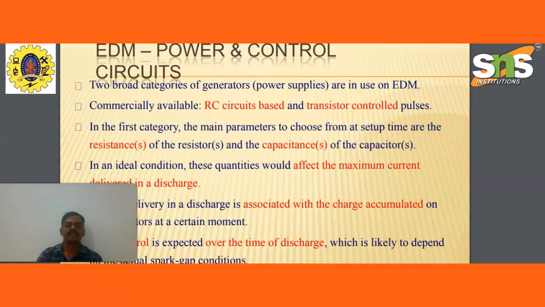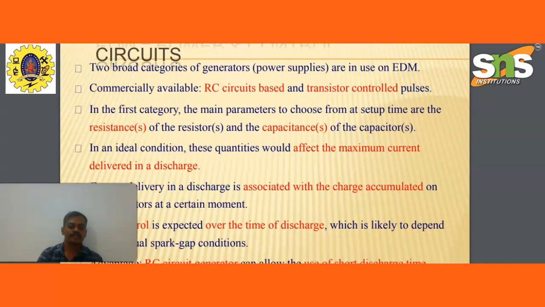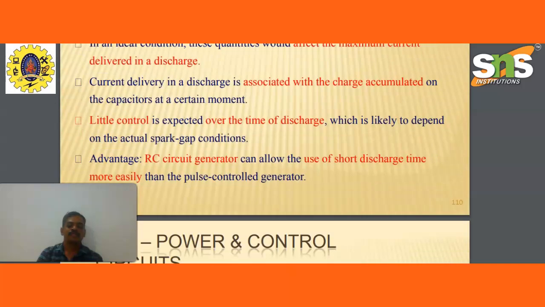In ideal conditions, this quantity would affect the maximum current delivered in a discharge. Current delivery in a discharge is associated with the charge accumulated on the capacitor at a certain moment. Little control is expected over the time of discharge, which is likely to depend on the actual spark gap conditions. Advantages: an RC circuit generator can allow the use of short discharge times more easily than a pulse-controlled generator.